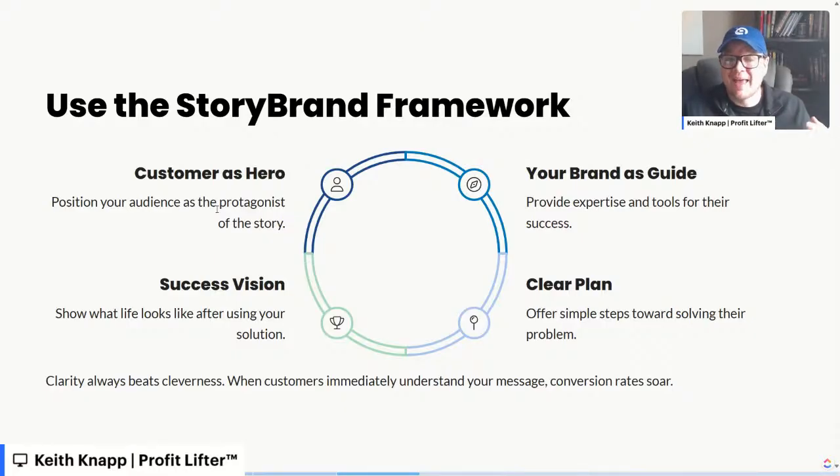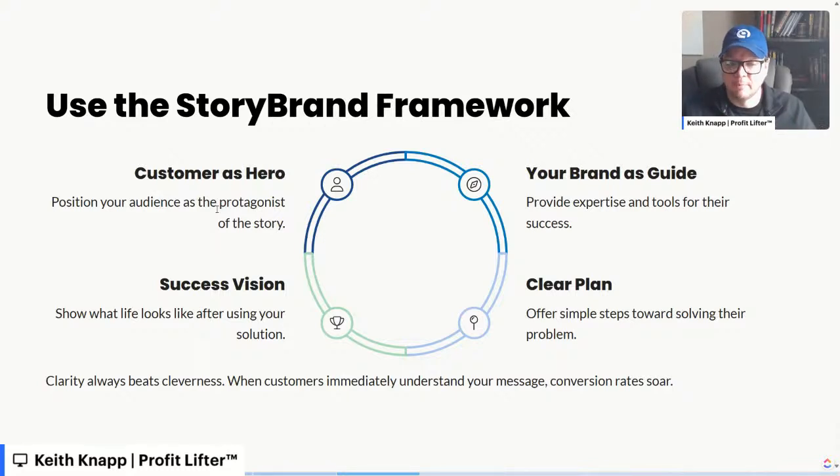Next, your brand as a guide. Provide expertise and tools for their success. You are not the hero of the story. You are the person who is providing support for the hero of the story. From there, just because they have these cool tools in their hand doesn't mean they know how to use them.